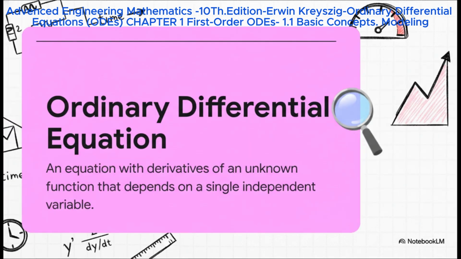Okay, so here's the textbook definition of an ordinary differential equation, or ODE. The keywords to lock onto here are derivatives and single independent variable. But what does that really mean? In simple terms, it's an equation that describes a rate of change with respect to just one variable, like time or maybe distance. If you see a y prime or a dy/dt, you are in the world of ODEs.